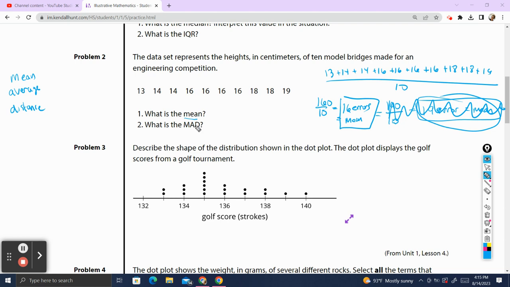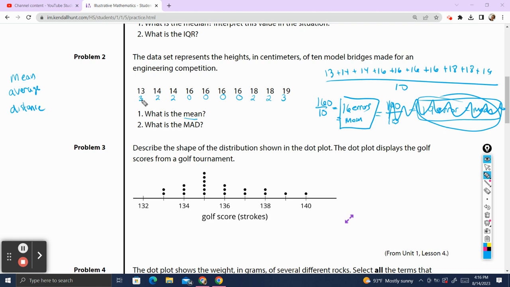So let's go back to finding the MAD, or the mean average distance. To find it, we start by finding the distance of each point from our mean. So 13 is 3 values away from our mean, because 13 plus 3 gets you 16. 14 is 2 values away. 16 is the same as our mean, so all of these are no distance from our mean. 18 is 2 away from the mean. This is 2 away from our mean of 16. And this is 3 away from our mean.